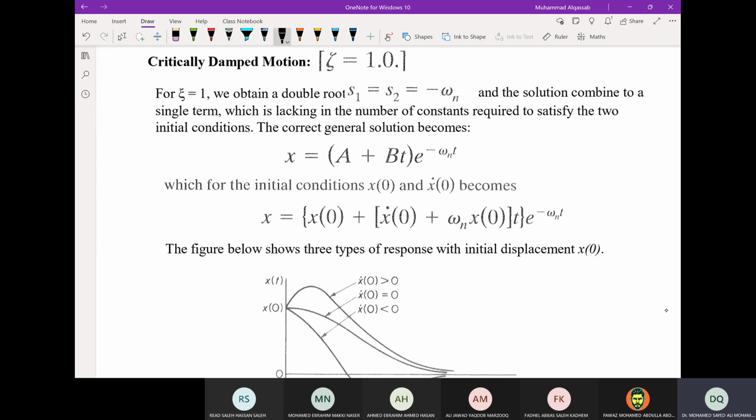As you can see, a times e to the power minus omega n t. Zeta is not shown here because zeta equals 1. So it is e to the minus omega n t times a. This is the first solution. The second solution multiplies the first solution by t with another constant, plus b times t e to the power minus omega n t.